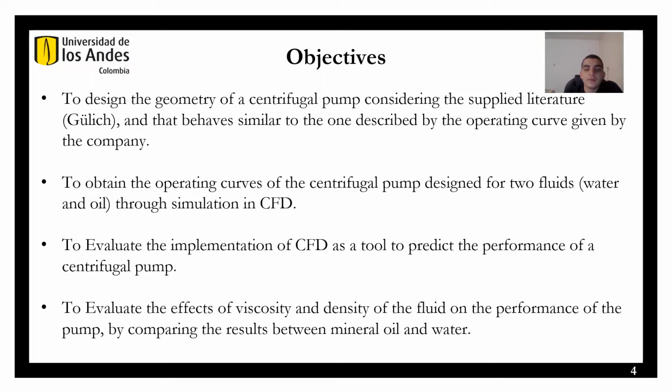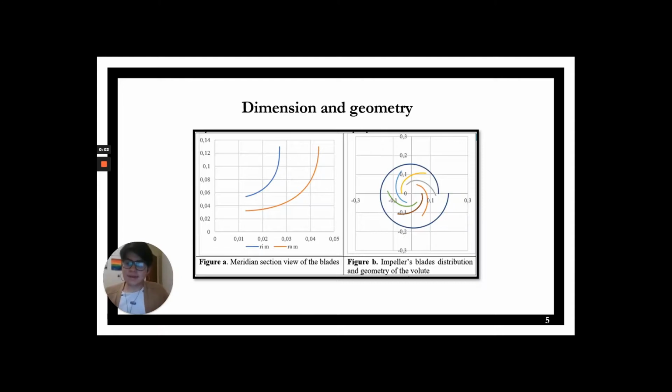These are the objectives of our project, which can be summarized in performing the reverse engineering of a centrifugal pump through CFD simulation. The design of the centrifugal pump was based on the unidimensional flow law, Augury's method, and the requirements needed for the pump, which were an angular velocity of 3,550 rpm and the head and the flow at the best efficiency point.